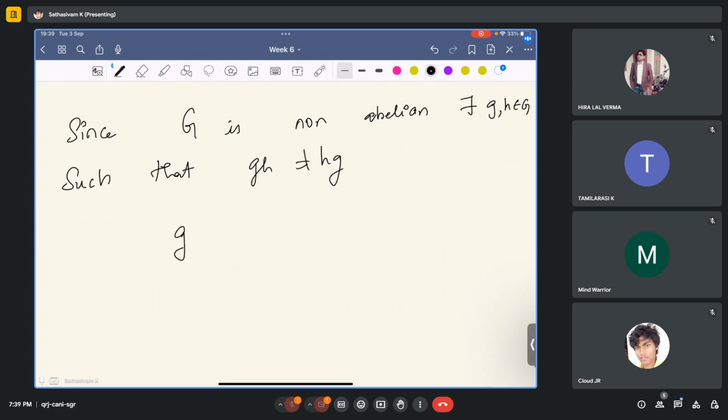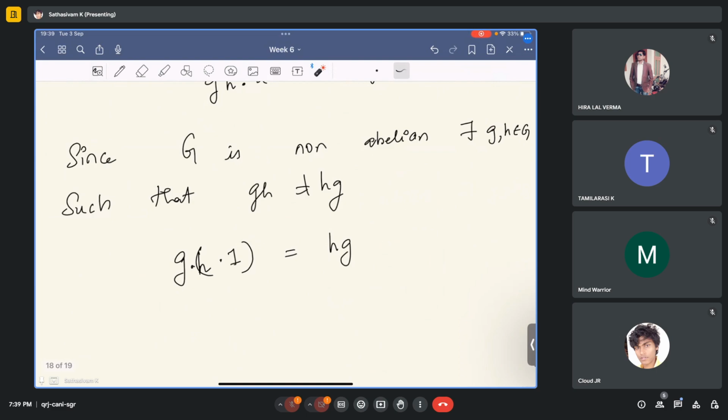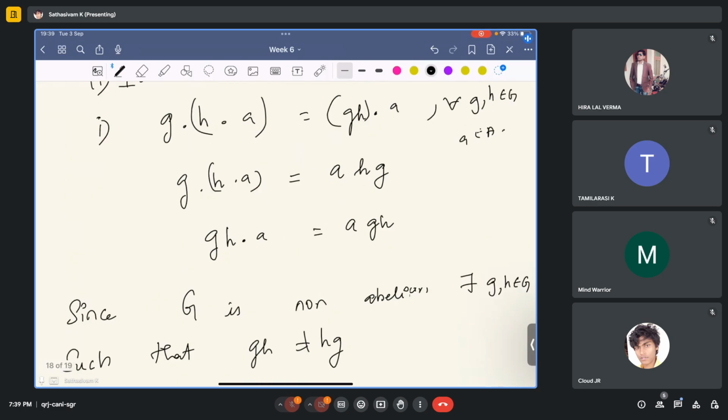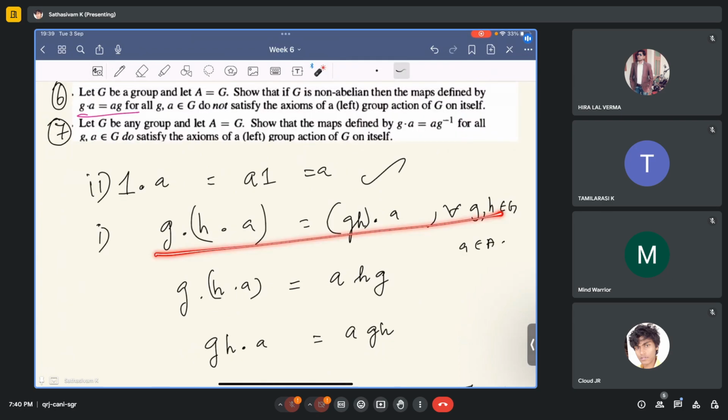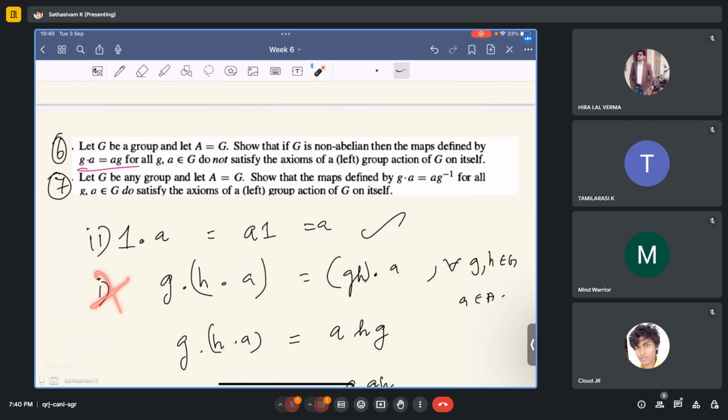So what happens with g dot h dot 1? Let's say this is nothing but hg. Here you observe, I take a as 1, so this is hg. And gh dot 1 will be nothing but gh. And they are not equal. Since this statement needs to be true for every g, h, and a, and I have come up with a g, h, and a for which this is not true, this property is not correct.